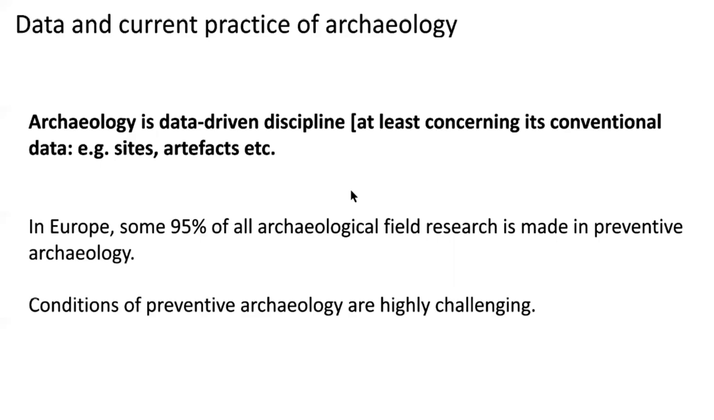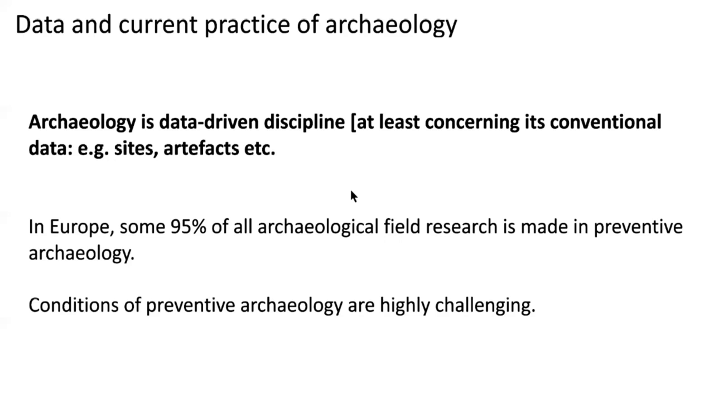What became important in the last 20 years is another aspect, and that is how current practice is actually affecting the situation with data in archaeology. We have realized that in the last 20 years, some 95% of all archaeological field research is made in preventive archaeology. So basically, 95% of data, roughly said, at least field data, is coming from research which is not very typical, or not as complete as, let's say, research for academic purposes. This also produced another phenomenon, that archaeology is becoming a data-driven discipline.